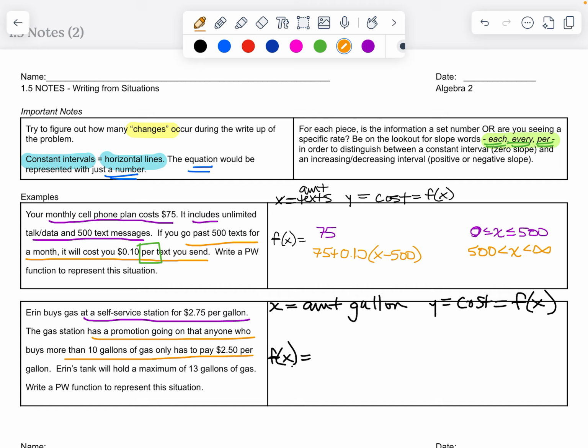And we're going to go ahead and write a piecewise function to represent this situation. So a couple things playing itself out here. First, I labeled the variables. X is the amount of gallons, Y is the cost, which of course we know Y and f of x are interchangeable with each other.